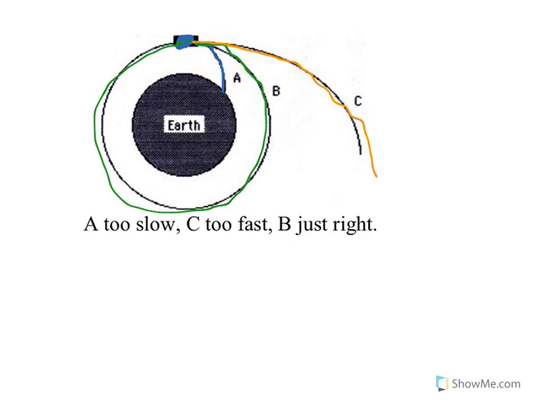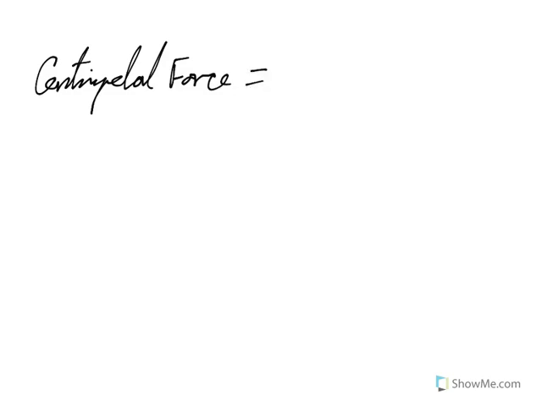Alright, so there's got to be a certain speed, and this is v, that the thing has to go. So let's have a look and see what we could do. So what we know is that for circular motion, the centripetal force is equal to the gravitational force.